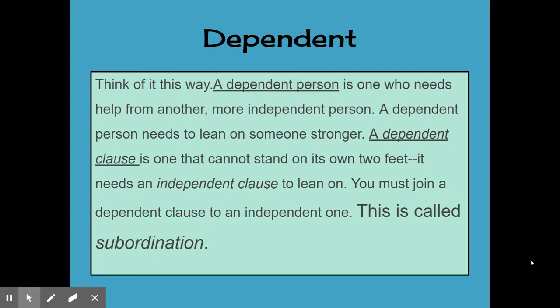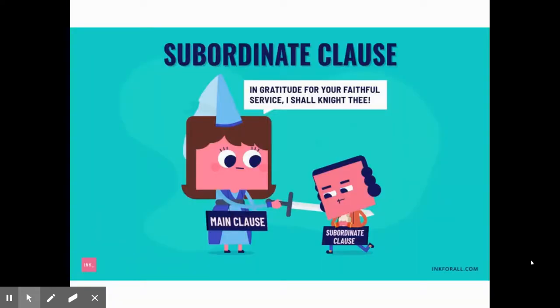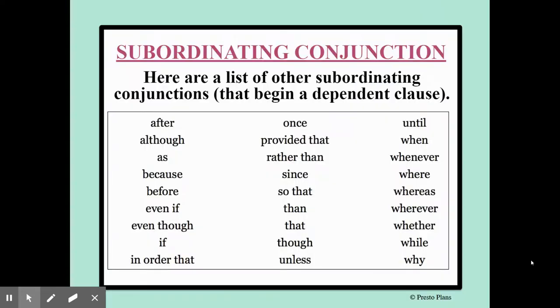Well, a dependent clause is one that cannot stand on its own two feet. It needs an independent clause to lean on. You must join a dependent clause to an independent one. This is called subordination. Here is a list of subordinating conjunctions that begin a dependent clause.